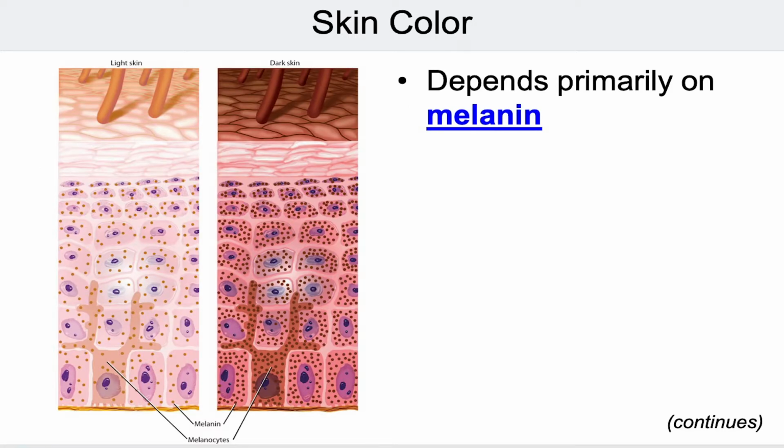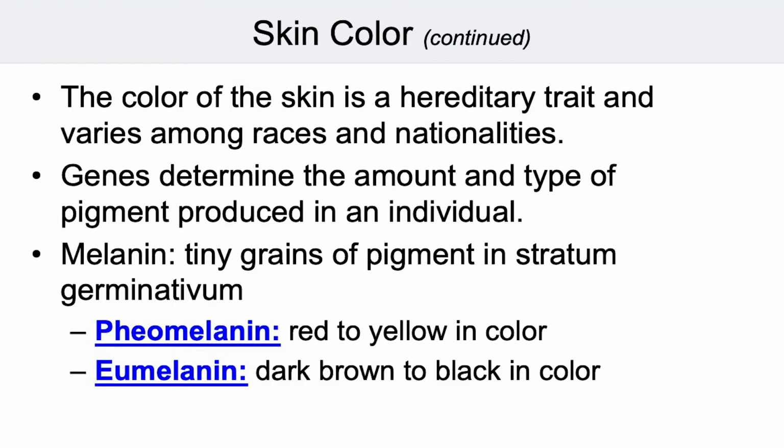Then we have our skin color, which is melanin. Melanin is tiny grains of pigment or color matter that are produced by melanocytes. Depending on the deposits of cells in the basal layer of the epidermis and the papillary layers of the dermis depends on your skin color. You also have something in skin color called pheomelanin and eumelanin, and then we're going to go into a couple other things.